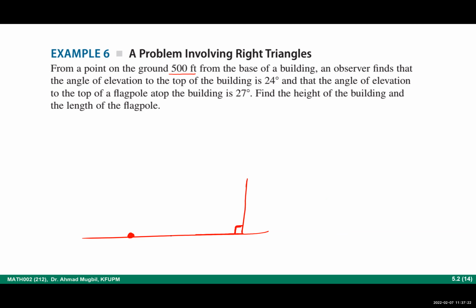So the distance from here to here, is it the height or the distance between the point and the building? Again, read it, stop here, don't continue. From a point on the ground, 500 feet from the base. So the point is 500 from the base. So this is the base and this is the point. So the distance between them is 500. How do you know the point is on the ground? He said that from a point on the ground.